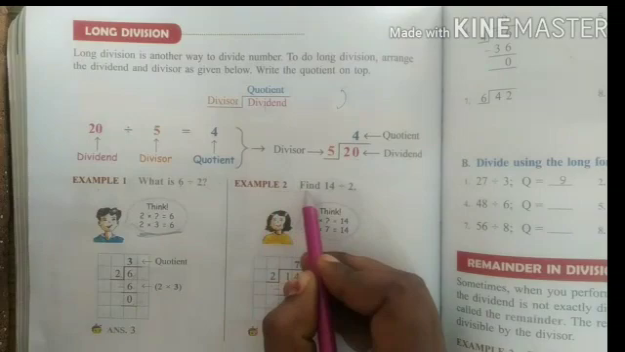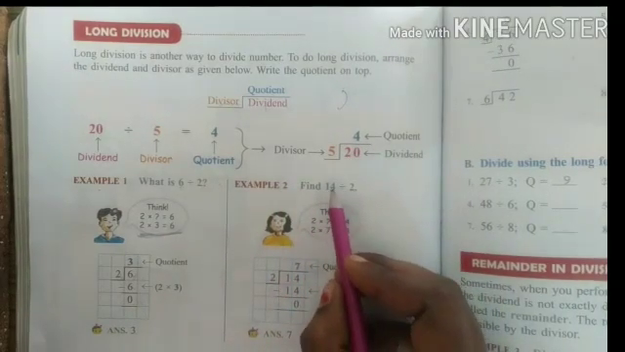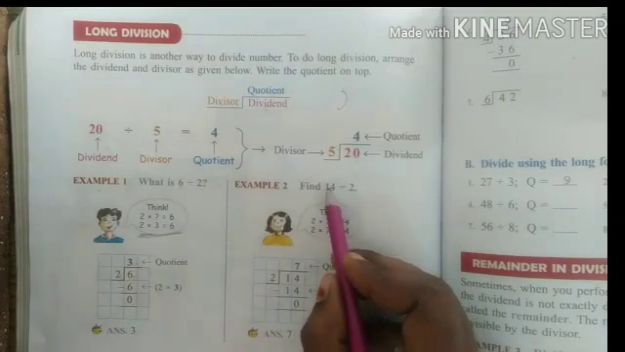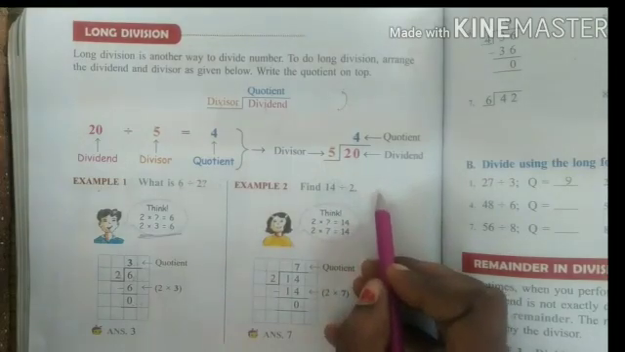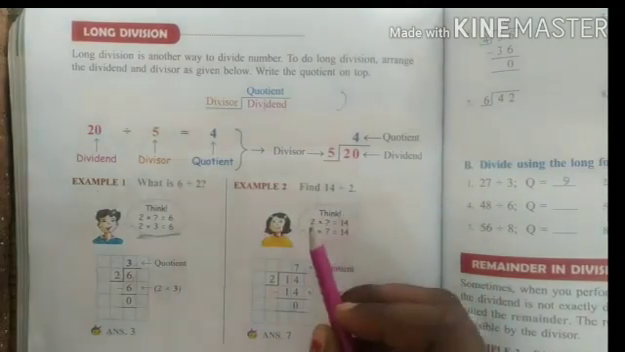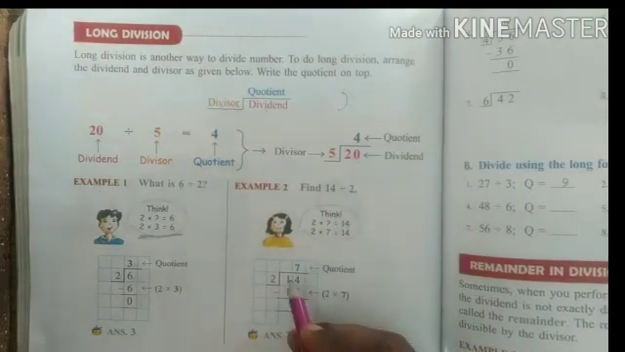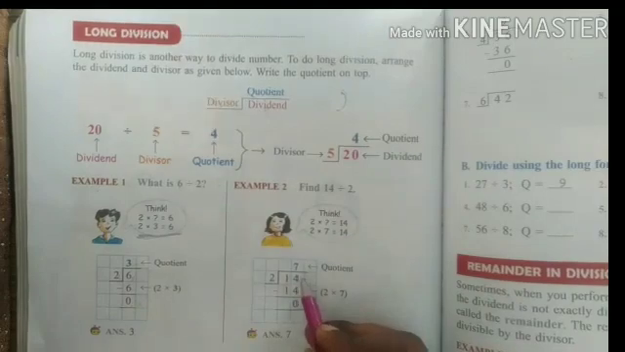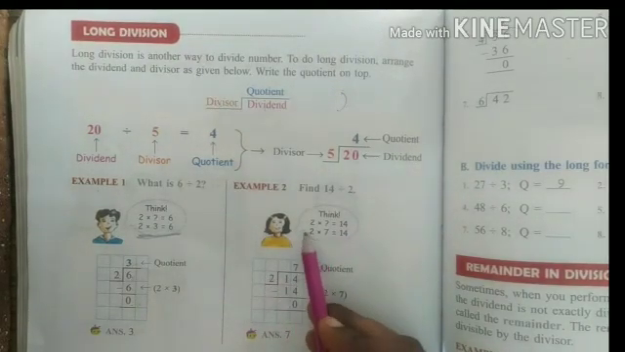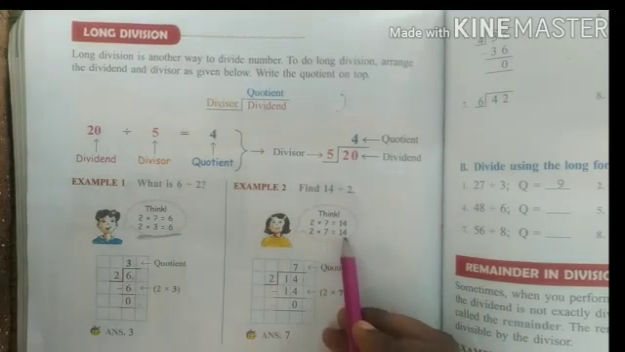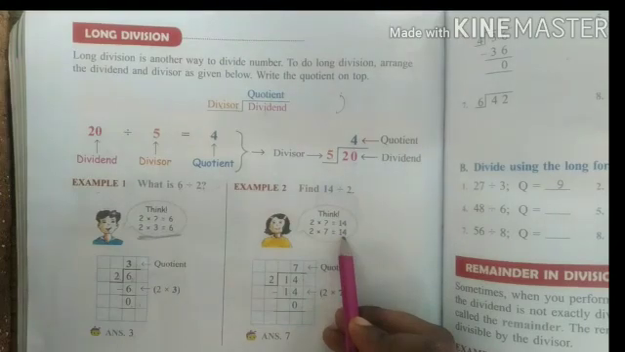The next example is divide 14 by 2. 14 is the dividend and 2 is the divisor. You have to find the quotient. So in long division, you have to arrange the dividend and divisor like this. You have to write the dividend inside and the divisor 2 will come outside. Now children, say the table of 2 until you get 14.